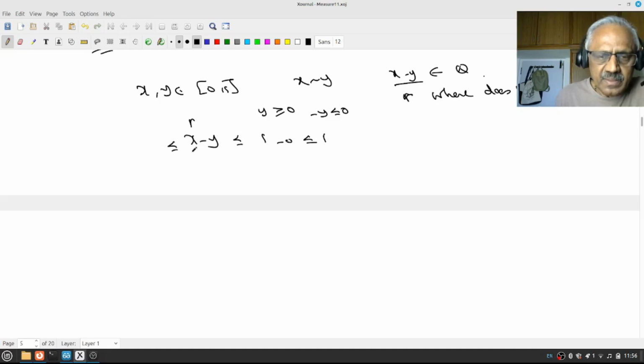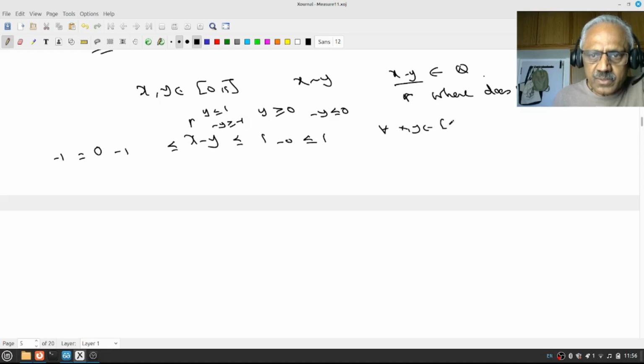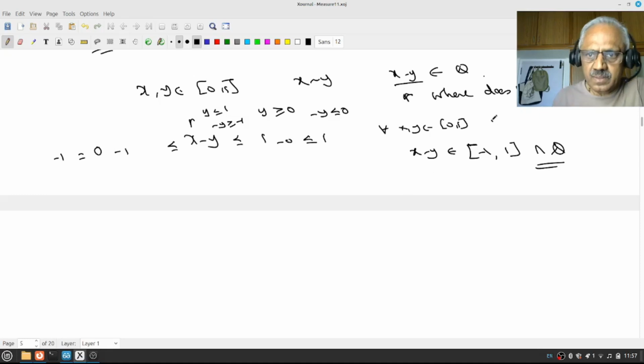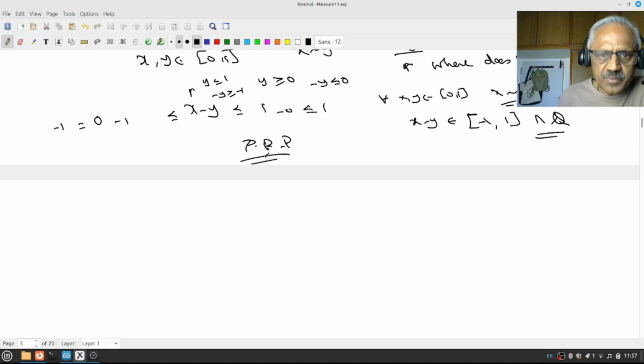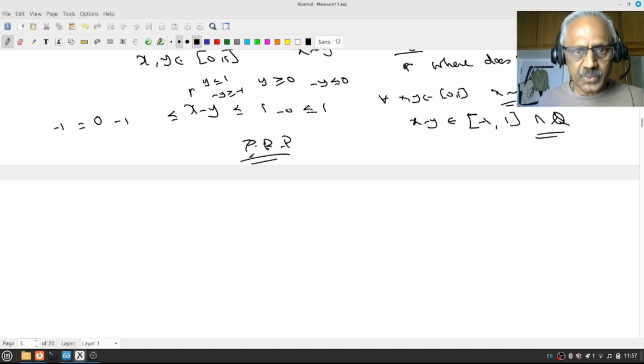For a similar reason, x belongs to [0,1], therefore x is greater than or equal to 0, and y is less than or equal to 1, therefore minus y is greater than or equal to minus 1. Therefore, for any x and y in [0,1], x minus y lies in [-1,1]. It's a rational number and it lies in this interval, if x is equivalent to y. Is that clear? So pause. We proved x minus y lies between minus 1 and plus 1, but we also proved that if x and y are equivalent, x minus y is rational, therefore it lies in the set of rationals in the interval [-1,1]. That's all you have proved.